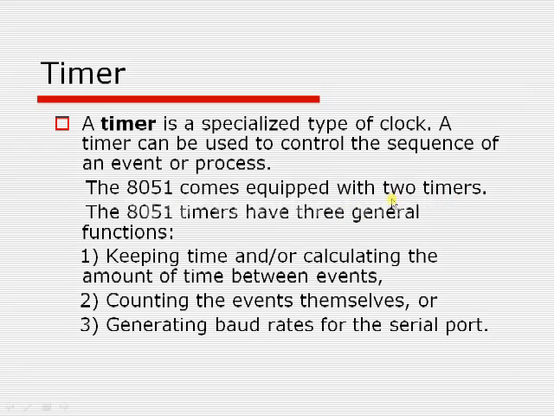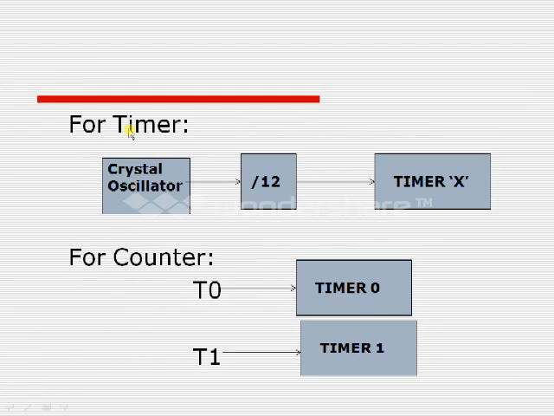There are two timers, timer 0 and timer 1, and both are 16-bit registers. If I'm using a timer register here, X indicates either 0 or 1, as there are two timer registers in total. If a timer register is used as a timer, it gets the clock signal from the crystal oscillator, 11.0592 MHz, and this frequency is given as input to a circuit that divides by 12. Why? Because one machine cycle is nothing but 12 clock cycles.